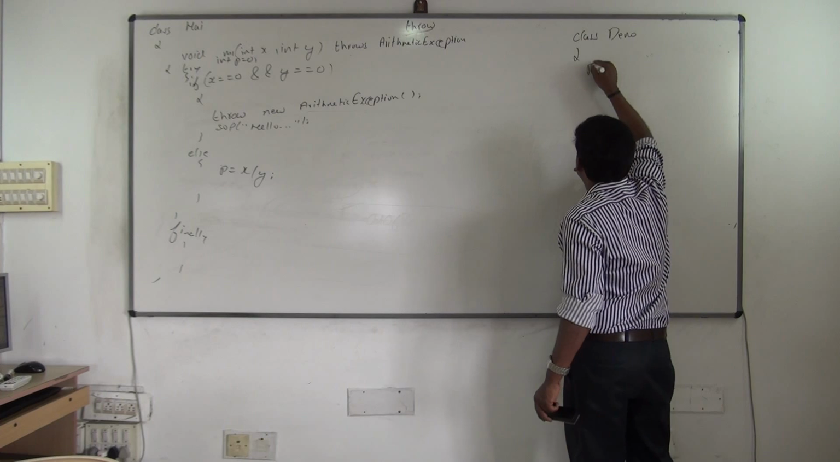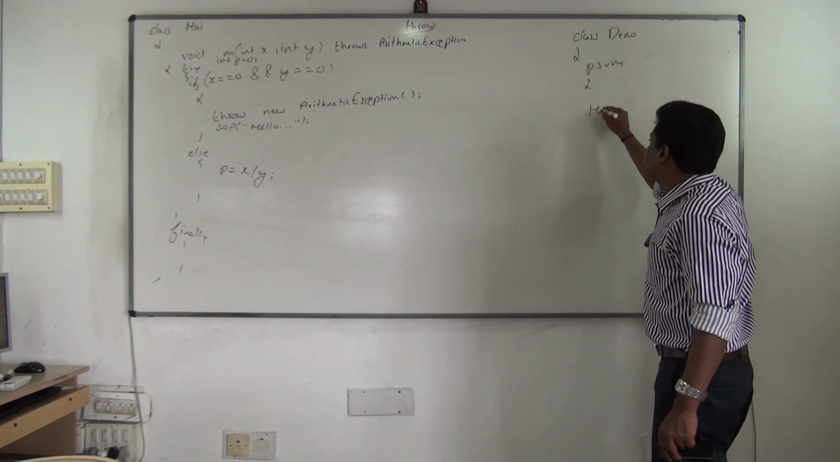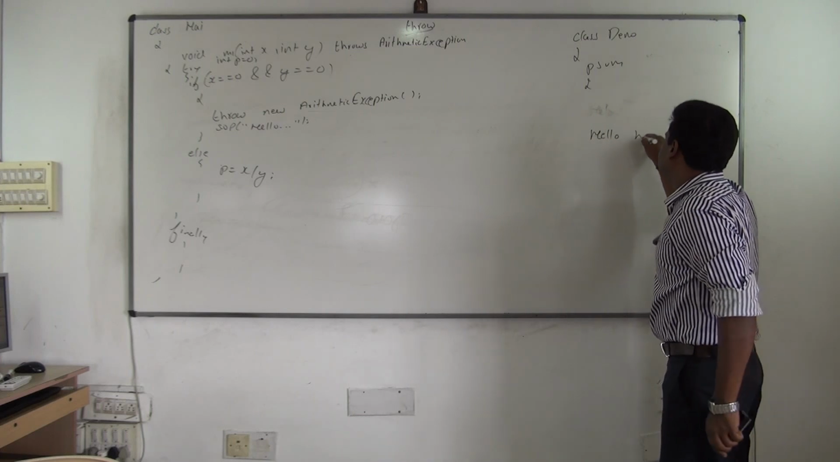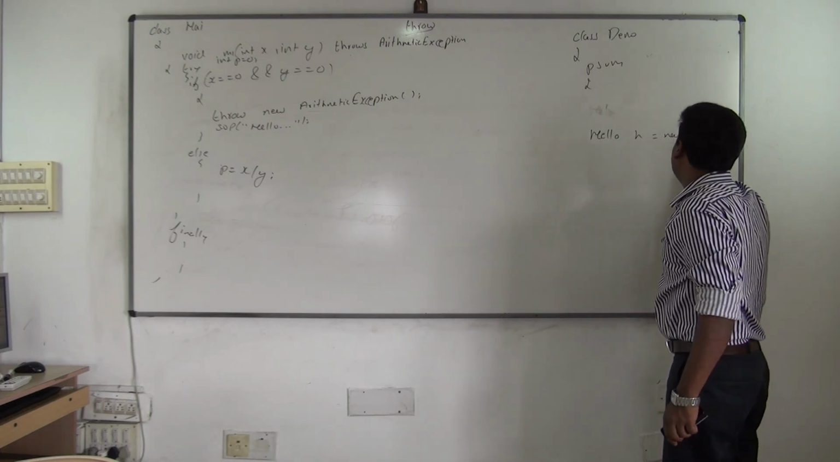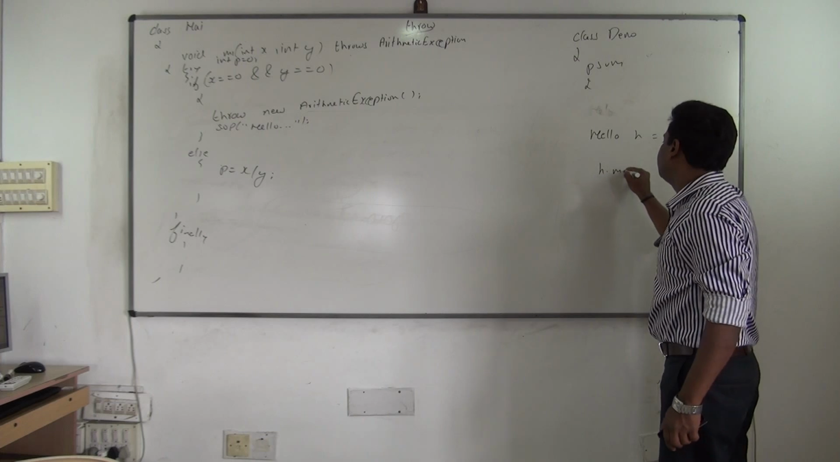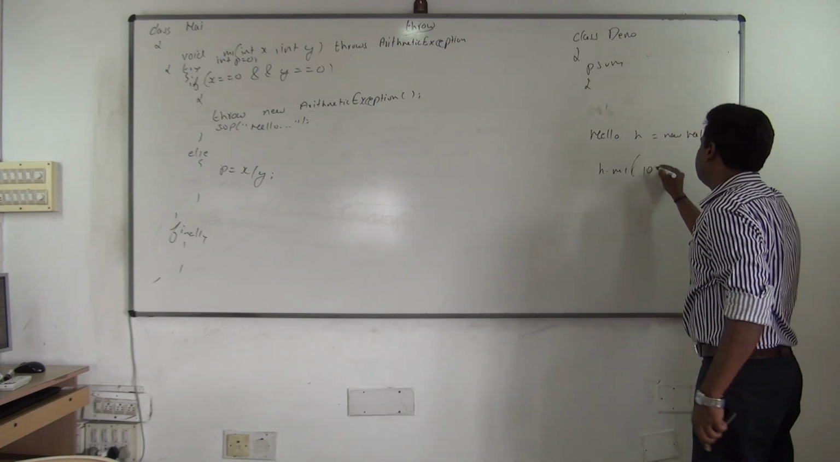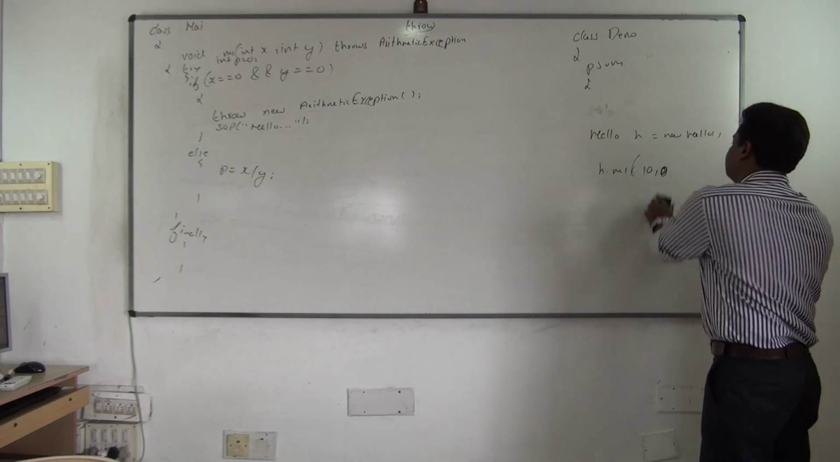Class Demo, public static void main. Hello h = new Hello. Fine. h.m1, I'll send two values. What are the two values? 10 and 0 first. No, 10 and 2 I'll send the first time.